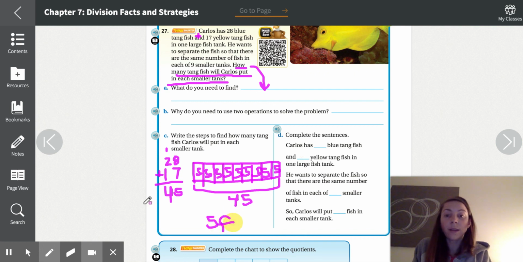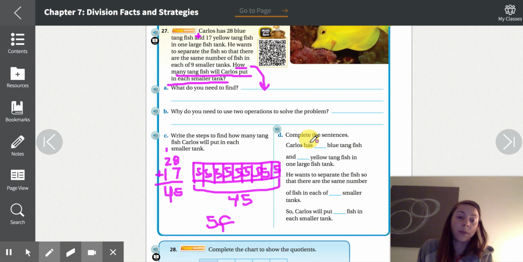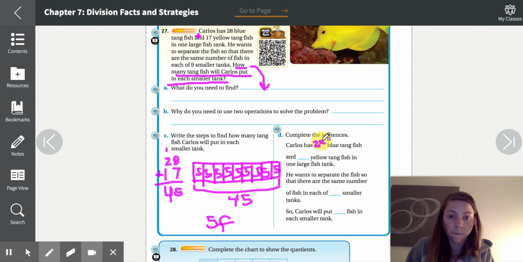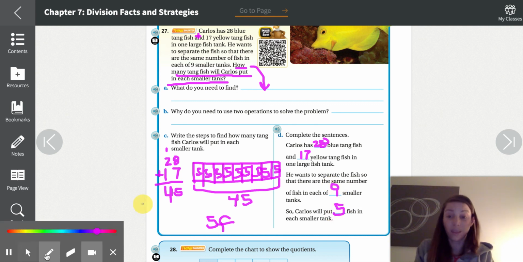Okay, so I did my own model here, and then they're going to ask me to basically explain it in sentences. So Carlos has blank blue. So he has 28 blue and 17 yellow in one large fish tank. He wants to separate the fish so that there are the same number of fish in each of blank smaller tanks. How many smaller tanks does he have? 9. So Carlos will put 5 fish in each tank. If you got that, awesome job. That was a tricky one.